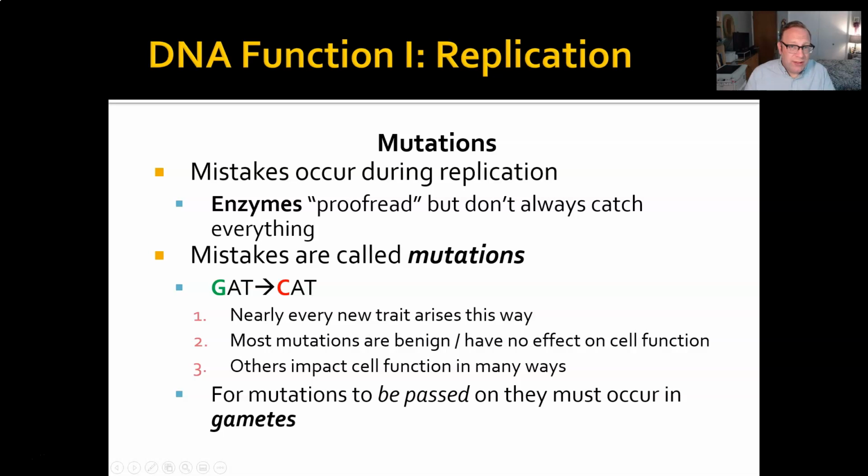Mutations are the only way new traits arise, okay? Brand new traits. Most mutations, however, are benign and have no effect on cell function whatsoever. You were born with 40 to 50 mutations that your parents did not have, okay? So you start off as a mutant. We all do. Other mutations might impact the cells, but we'll get more into that in later videos when we talk about mutation. For a mutation to be passed on to your offspring, it has to occur in the gametes. Mutations in somatic cells do not get passed on.